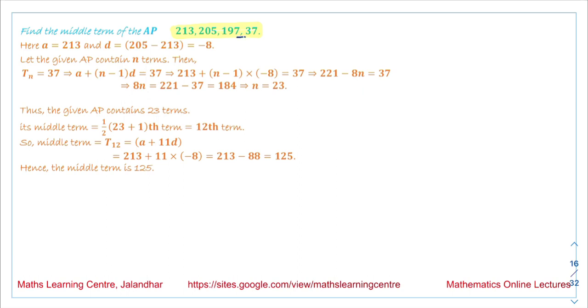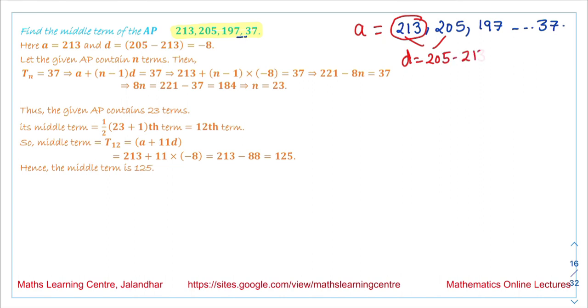It is so on up to 37. So what is basically given to us? The terms that are given are 213, 205, 197, so on up to 37. So the value of A that we have is this. If we subtract these two values, the value of D is 205 minus 213, that is equal to minus 8.